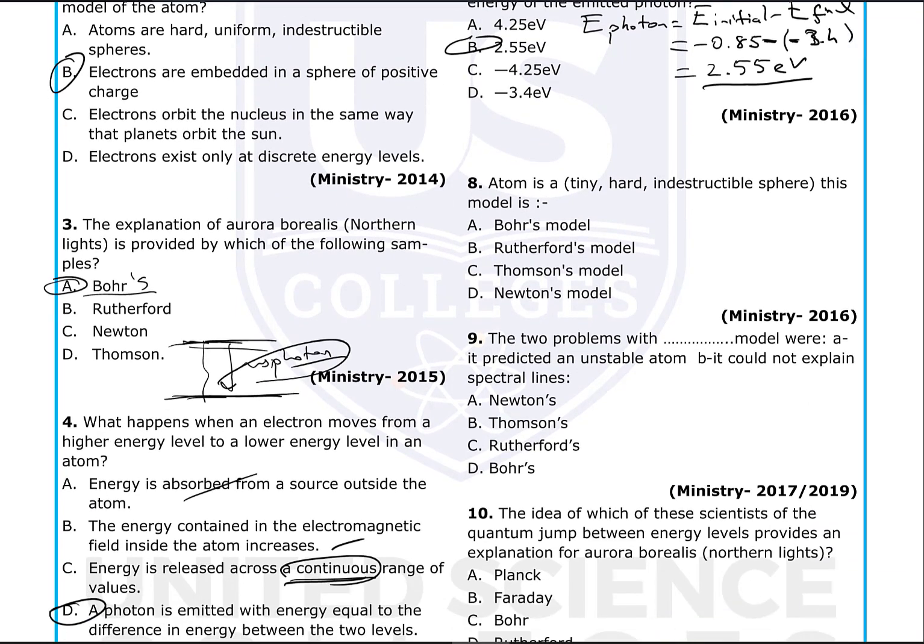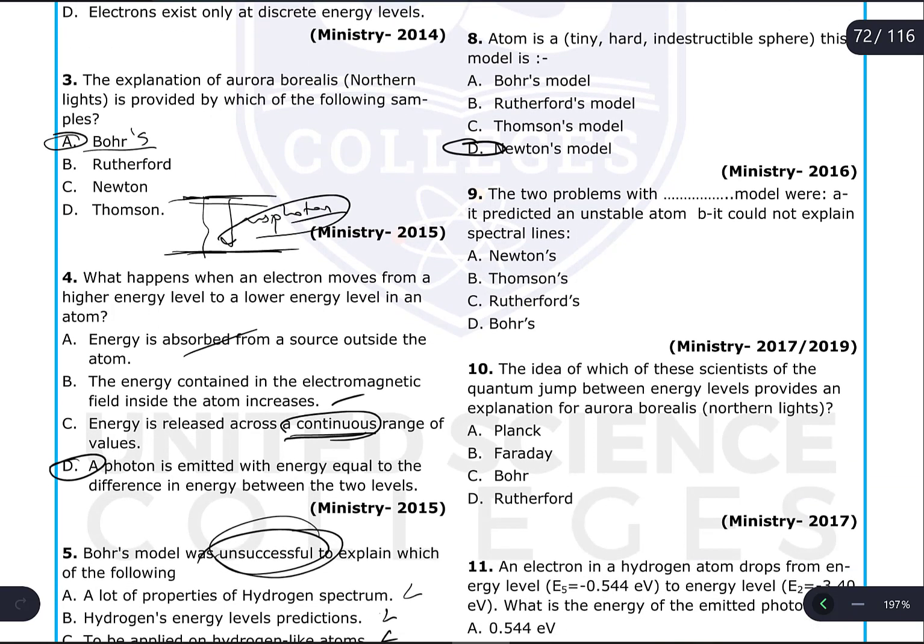Atom is a tiny, hard, indestructible sphere. This model is the model in the time of Isaac Newton. The two problems with this model were it predicted an unstable atom and it couldn't explain spectral lines, atomic spectra. This is Rutherford's model.